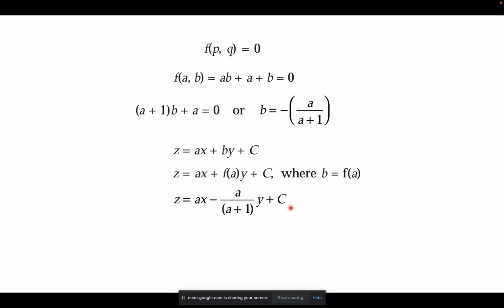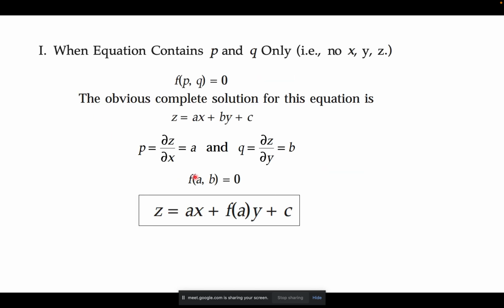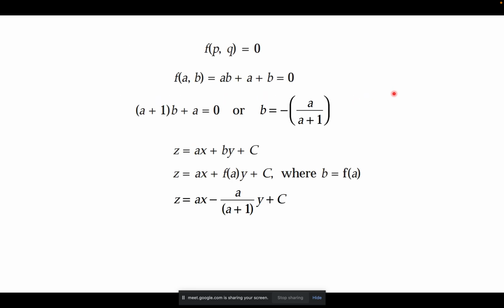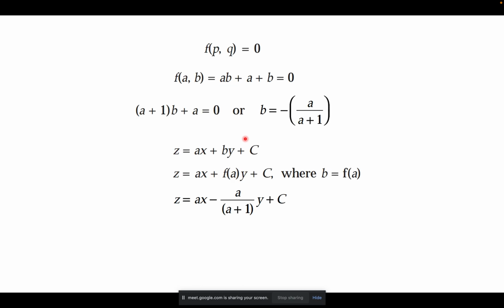So this is, like you see, a very easy problem. If you get a problem which just involves p and q, you just follow these steps and you will get the solution of such type of partial differential equation. I hope you got the idea, and you can follow just these steps in order to solve the partial differential equations of this type, where you have only a function of p and q but no function of x, y, z. So this is the first standard form which you have covered during your lecture, and I tried to give you one example of the same.